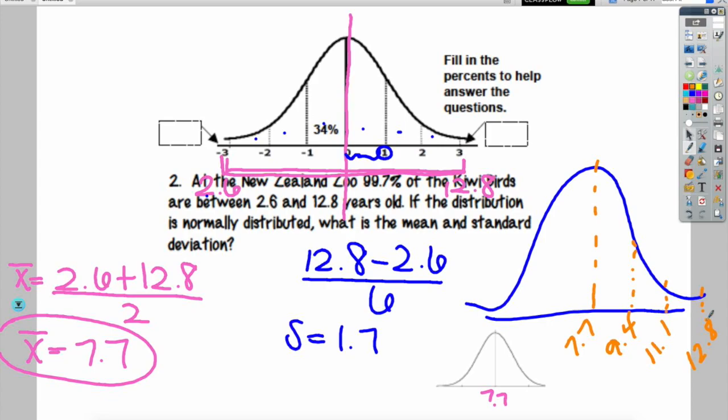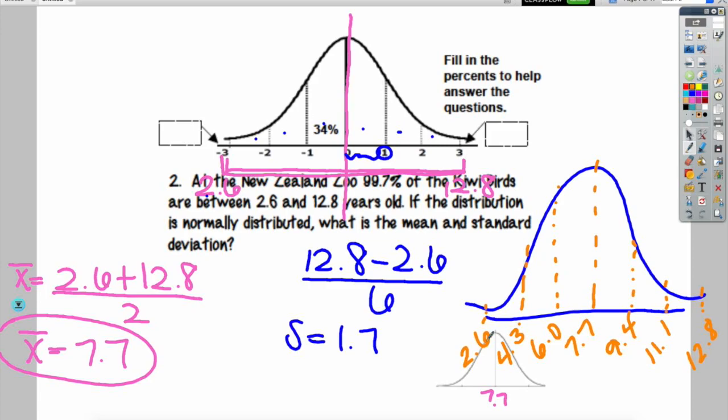So this right here would be the breakdown of just the right side of this normal distribution curve. To get the other side, what's 7.7 minus 1.7? 6. Subtract 1.7. 4.3. Subtract 1.7. 2.6. And wasn't that the third standard deviation on that end? So right here, this will be an example of the full completed normal distribution curve representing the mean and the standard deviation.